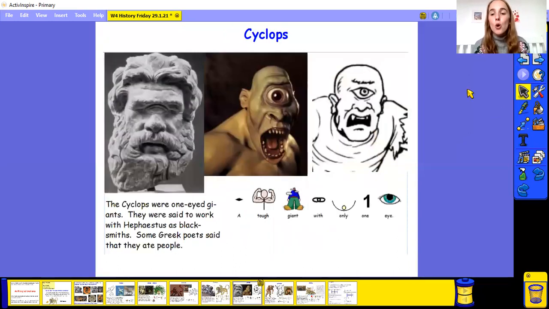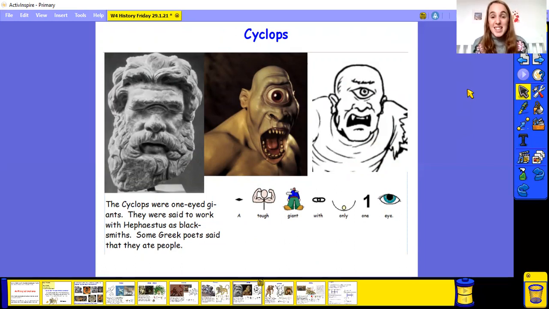Now, I'm sure you'll remember the Cyclops because I loved seeing your storyboard of the Cyclops when we looked at the myth of Odysseus. So a Cyclops is a one-eyed giant. Now, the Cyclops are thought to work for Hephaestus. So we know that Hephaestus is the blacksmith god. He creates metal and weapons for the gods. And the Cyclops was thought to help him create these things because he's so strong.